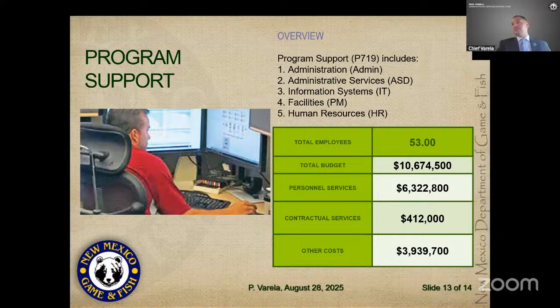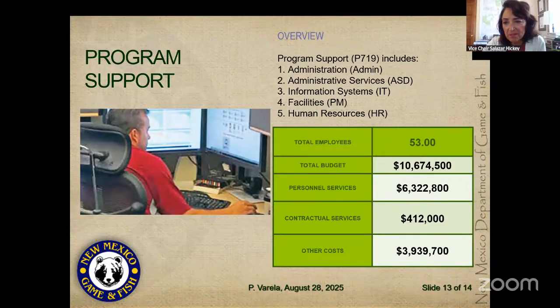Any additional questions from the commissioners? Commissioner Lopez or Commissioner Stump?